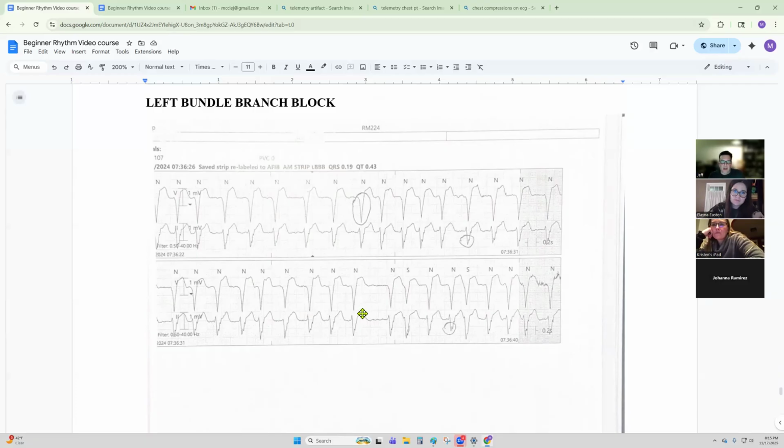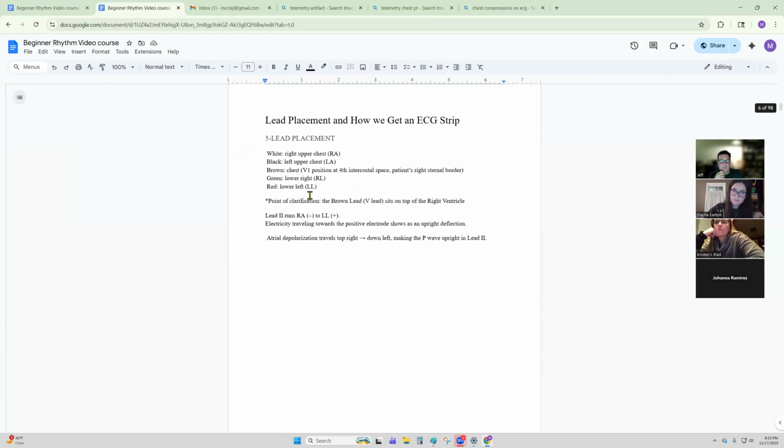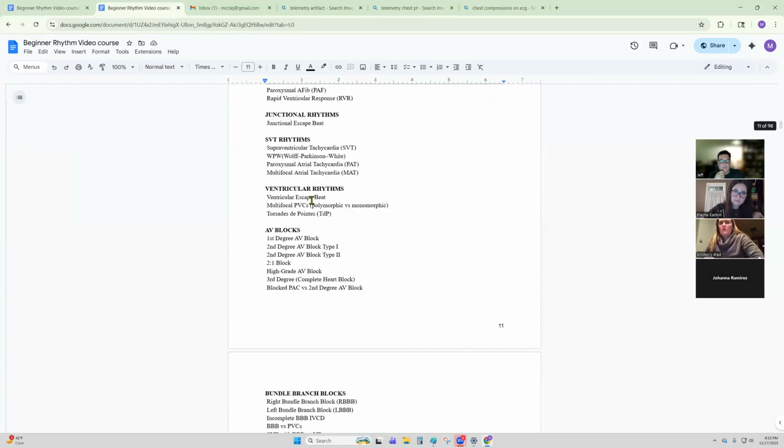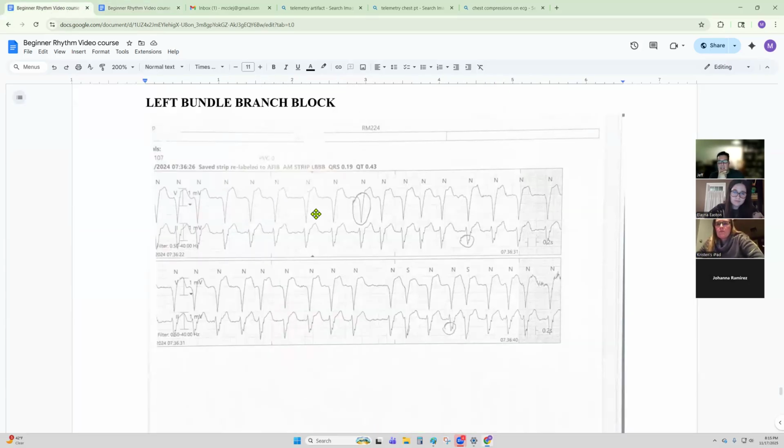So a left bundle branch block. So this rhythm is AFib. So beyond the point that it's irregular, you're going to see that big wide QRS complex, right? So when you're looking at bundle branch blocks, left bundle branch blocks are going to be negative. And this is purely tele specific.